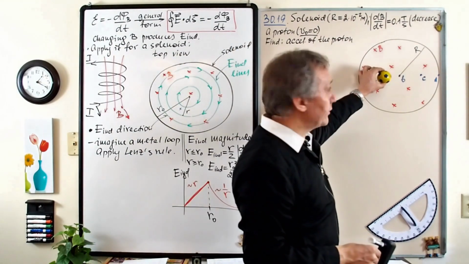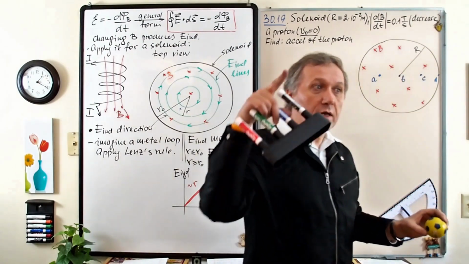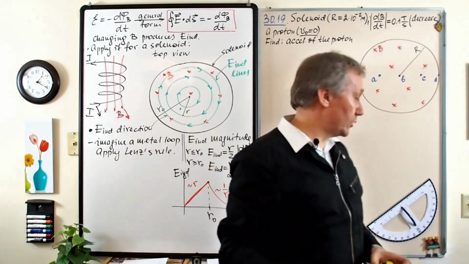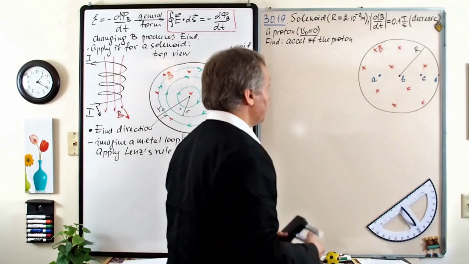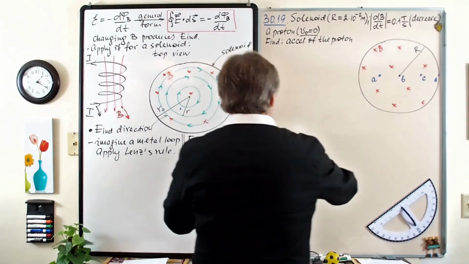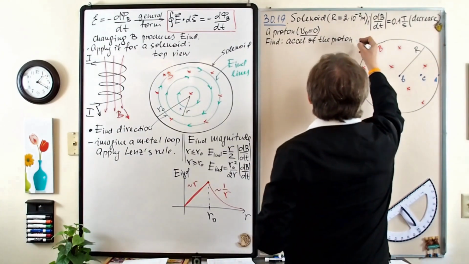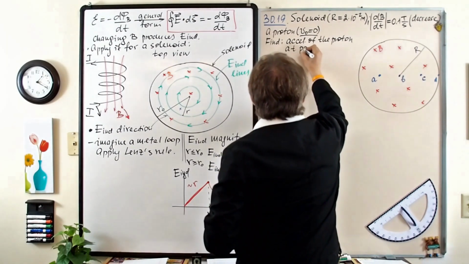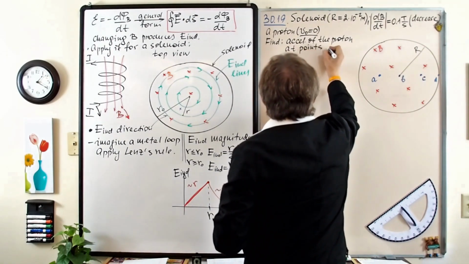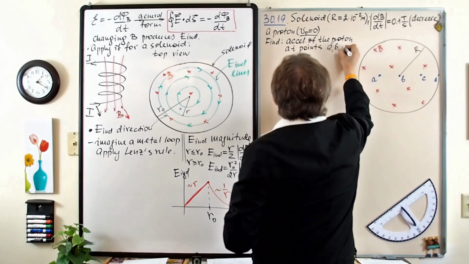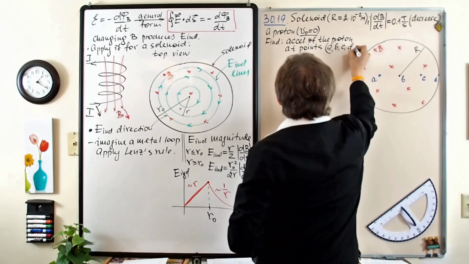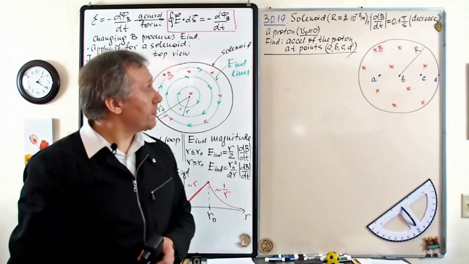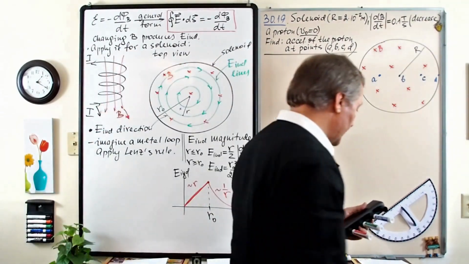We need to find the acceleration here, the absolute value and the direction. And then here and then there. So I will write: acceleration of the proton at points A, B, C, D. Right, so these 4 points. So let me separate the statement of the problem, and now let's start discussing.